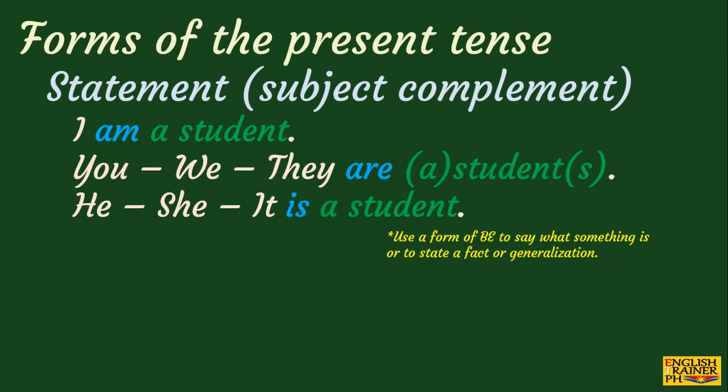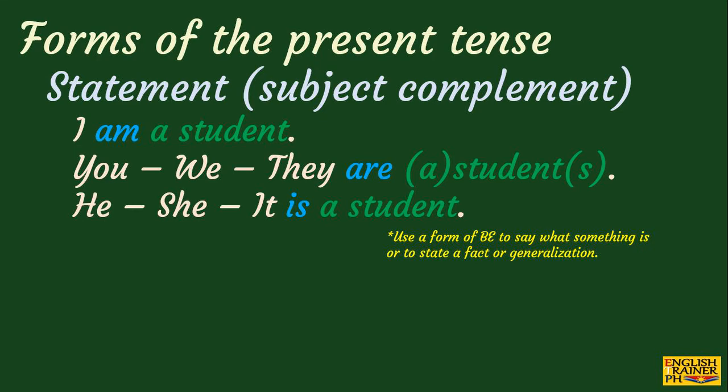When we want to say what something is, we don't use a main verb, but rather we use the auxiliary verb be plus a subject complement. A subject complement can be an adjective like expensive or beautiful, or it can be another noun like a student, an engineer, a doctor. So I can say, I am a student. Am is the form of be that we need to use with I, and then followed by a subject complement, which is a noun, a student.